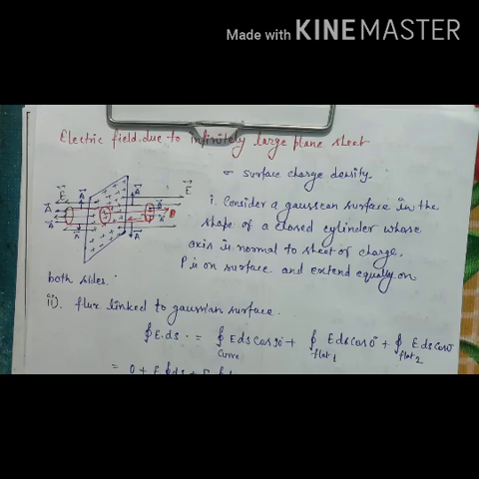The second step is when we calculate E dot ds, the third step is to find the charge inside the surface, and the fourth is applying Gauss theorem, and we find the electric field due to continuous charge distributions. In the previous video we discussed the electric field due to a point charge and due to a linear charge distribution. These two we already discussed. Today we discuss the electric field due to an infinitely large plane sheet.